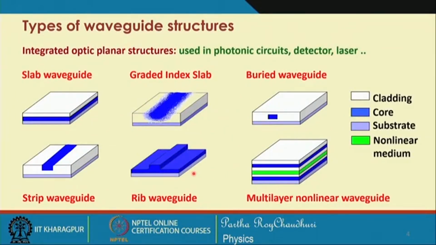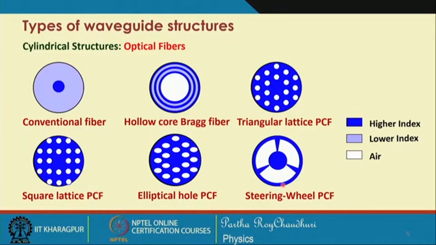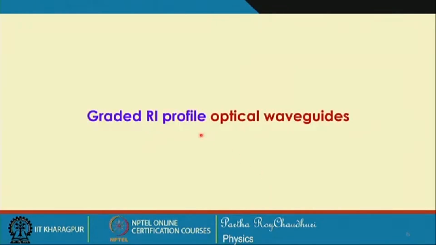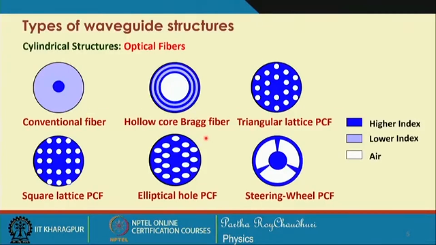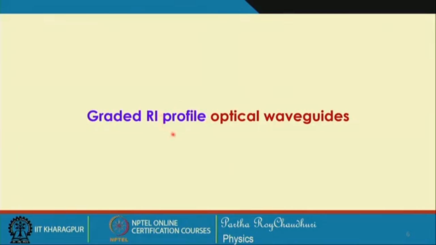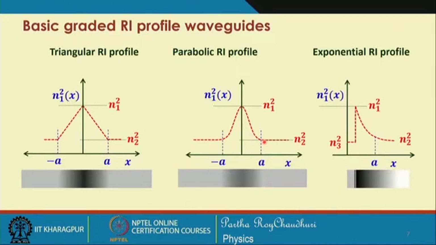This could be a planar structure, this could be a cylindrically symmetric structure, and we will now discuss the graded index profile. In cylindrical structures also there are graded refractive index profile optical fibers, which are very important in local area networks for dispersion compensation, and there are many other interesting applications. So, we will discuss a very basic type of graded index profile, and before we do that, we will first have a look at the kind of refractive index profile that these optical waveguides have.